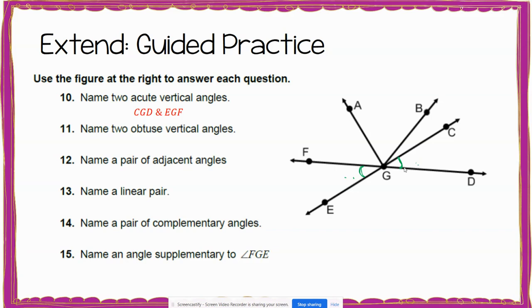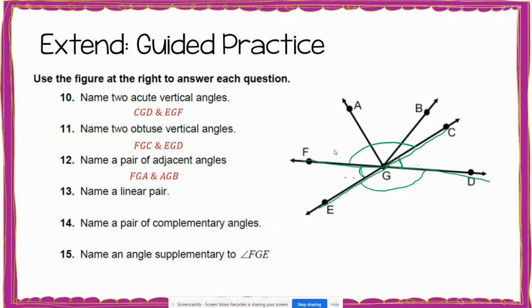Now two obtuse vertical angles would be FGC and EGD. Well, if I do FGC, that's from here all the way to here. And then EGD is from here all the way to here. Well, these are obtuse, and you'll see that this is opposite to this, and they are congruent. Now, there are lots of different pairs of adjacent angles. I chose FGA and AGB, but there are a lot of different pairs that you could have chosen.